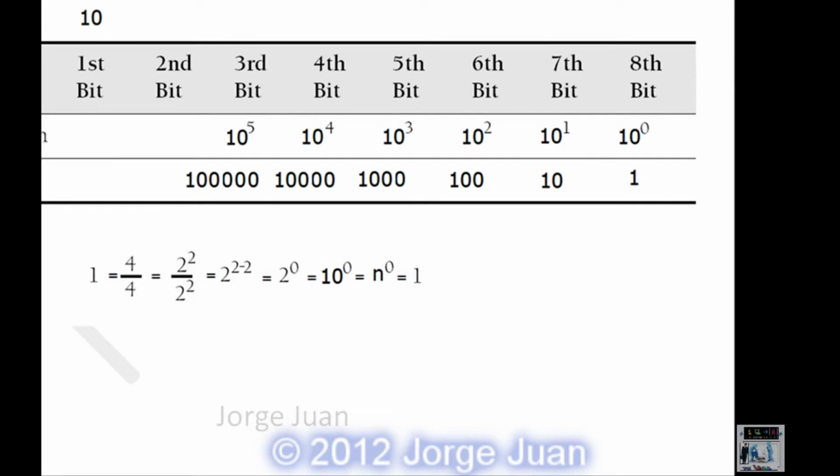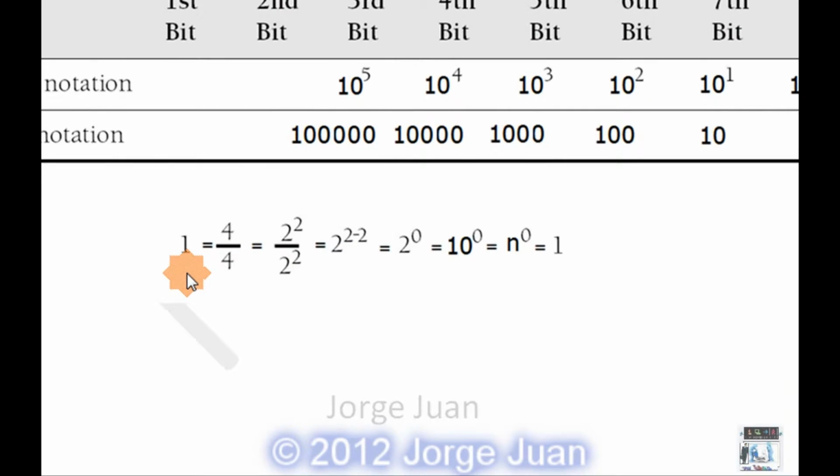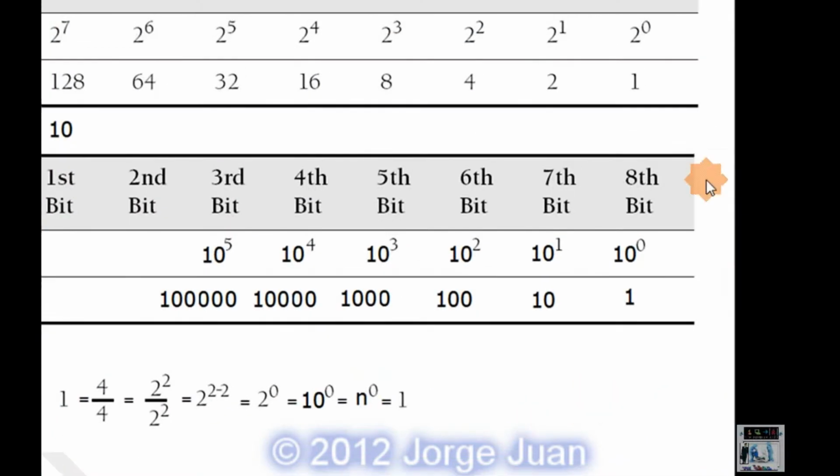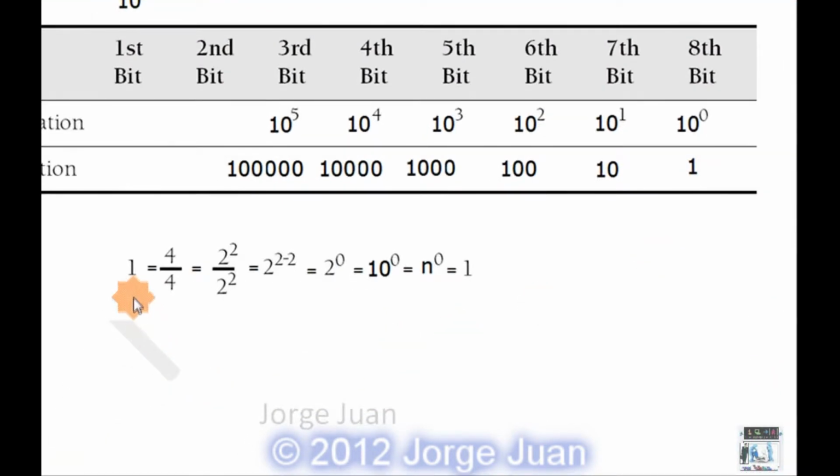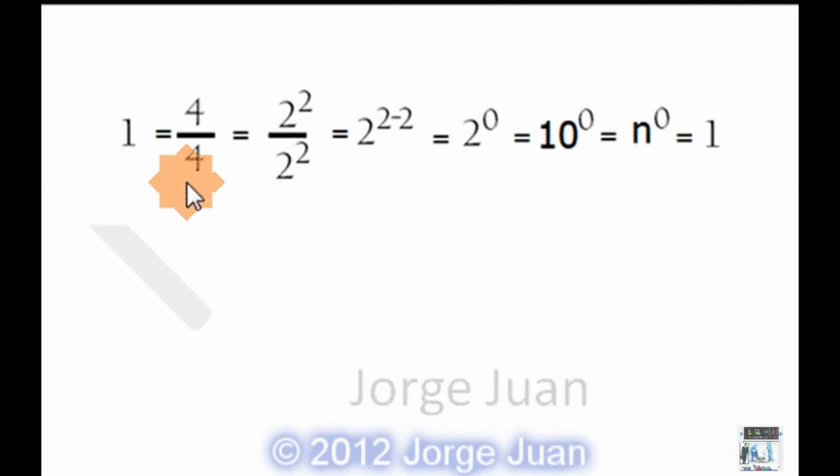With that being said, first let me explain how come 2 to the 0 power or 10 to the 0 power equals 1. Down here you can see that 1 equals 4 over 4. That's easy to understand. Anybody could agree with that. That is also equal to 2 to the second power over 2 to the second power, because 2 to the second power, or 2 squared, is 4, and 2 squared on the bottom is 4. It's the same as 4 over 4, which is the same as 1.